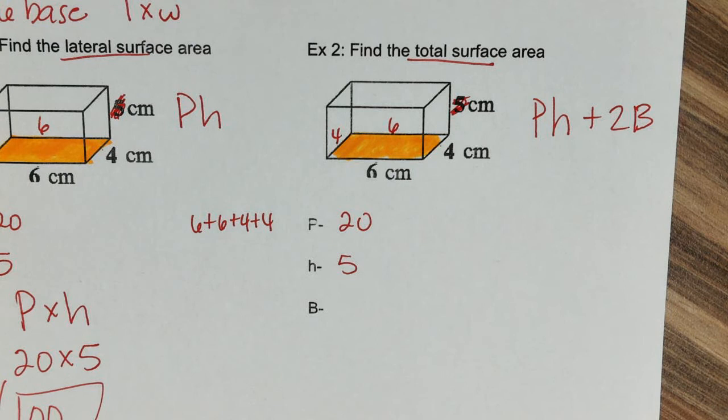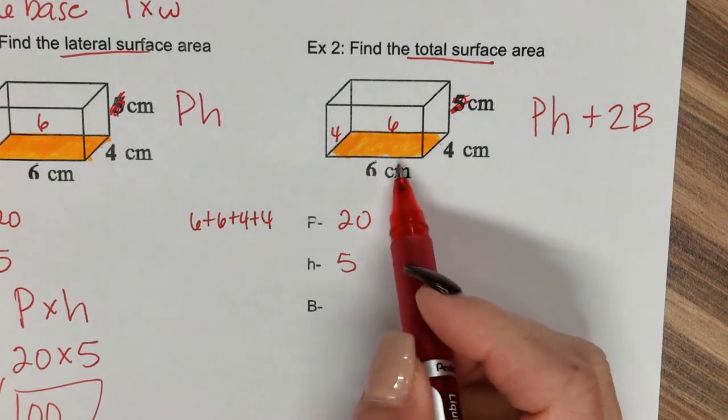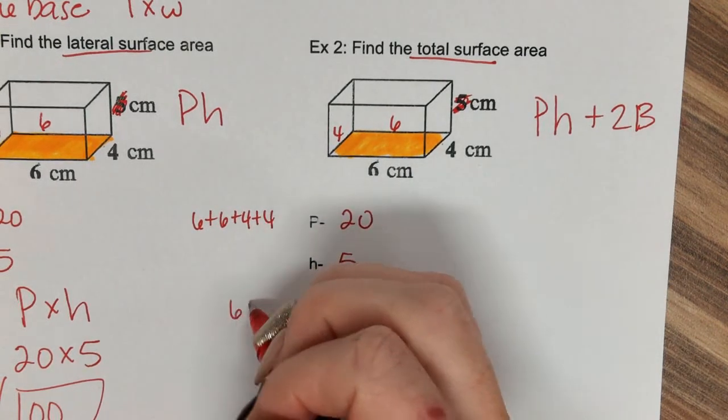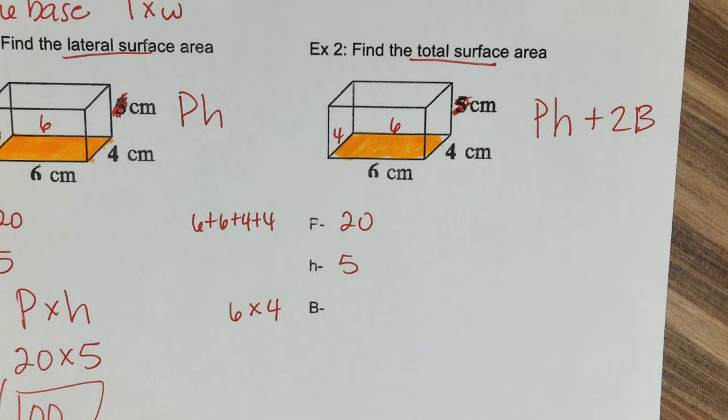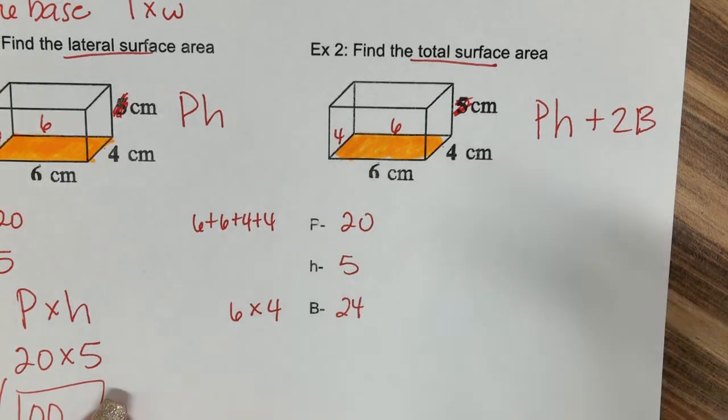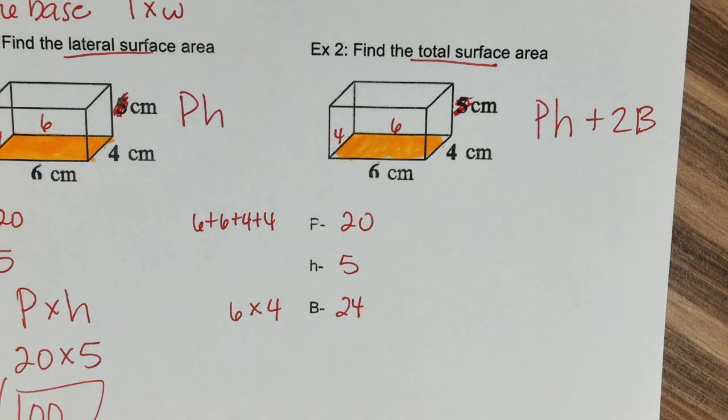Now we're going to find big B, the area of the base. Well, the base is a rectangle, so I'm going to do length times width. So 6 times 4. What is 6 times 4? 24. And I am pretty much done. I've done all the work that I need to do. The calculator is going to do the rest.